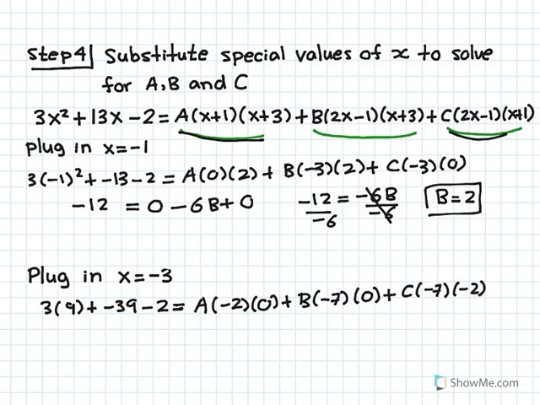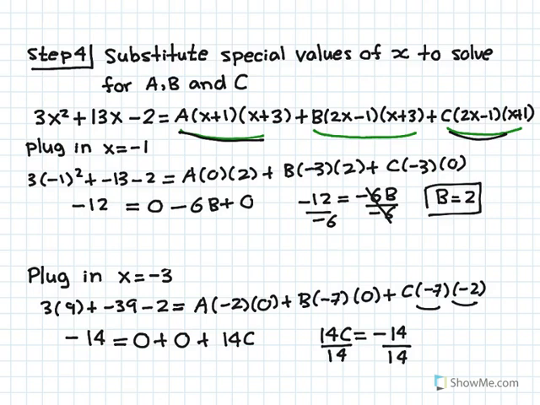On the left-hand side, we get 3 times 9, that's 27, minus 39, minus 2. And the left-hand side works out to minus 14 is equal to 0 plus 0 plus minus 7 times minus 2, that's 14, so we get 14c. We get 14c equals minus 14. Divide both sides by 14, and we get c is equal to minus 1.